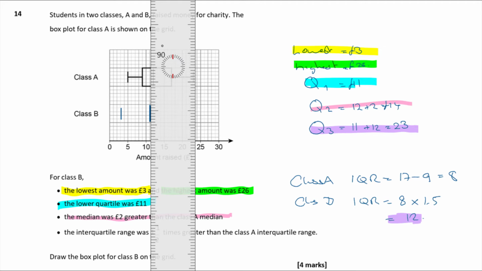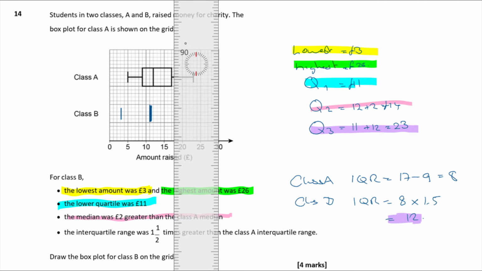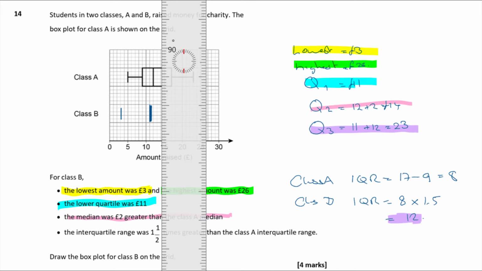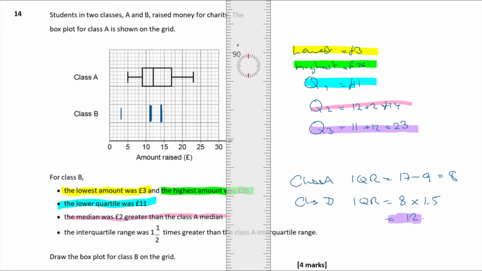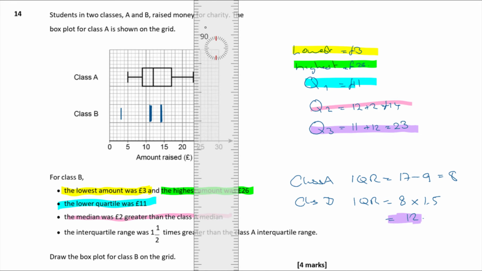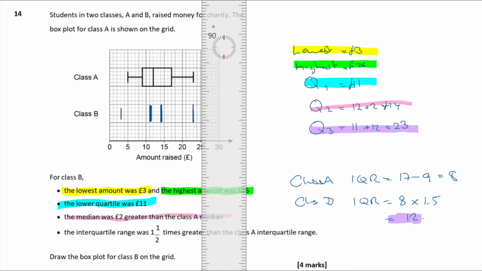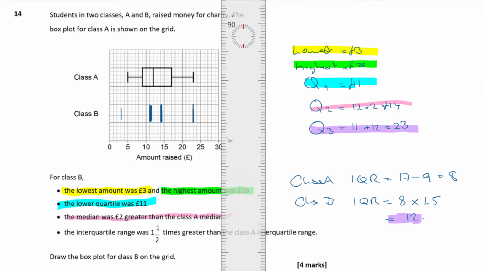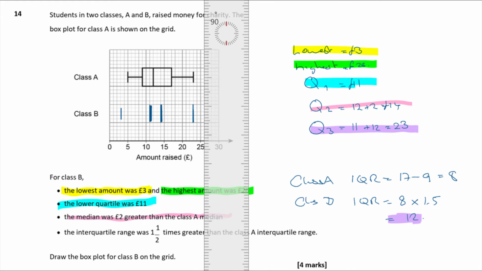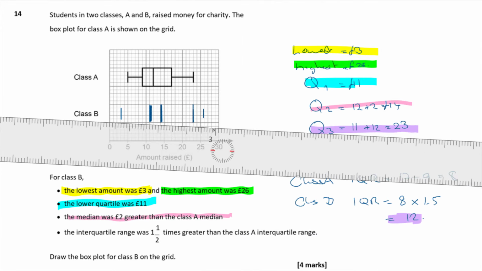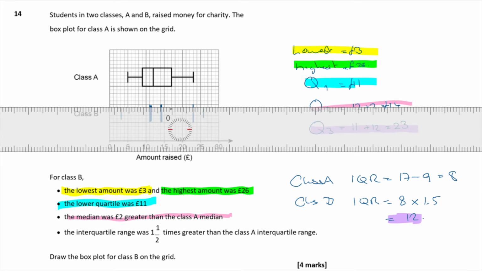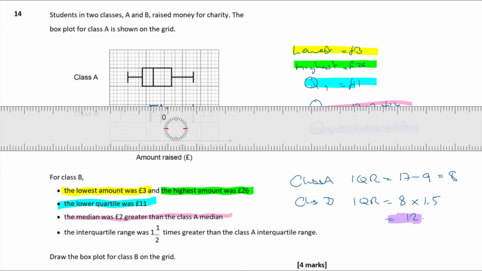Okay, and then Q2 is at 14. So 14 is about there, and I draw that on. And then Q3 is at 23. And then finally the highest value is at 26, and again that was just 3 squares on the one above, so I'm just going to match the styling here as well. Then to finish it off, I just need to make my box and draw on my whiskers. So the box goes in this direction.